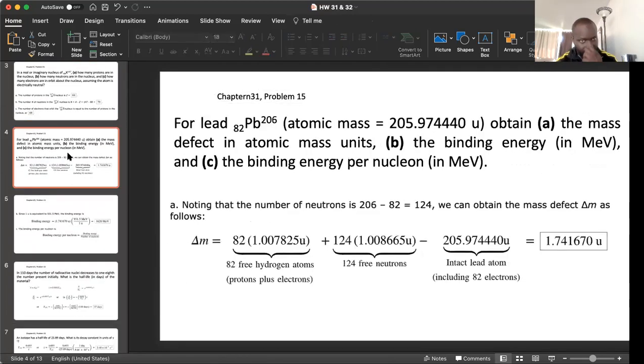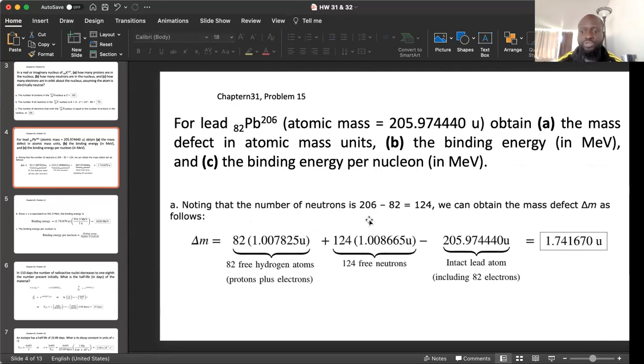Okay, the next problem is for lead 206 82, atomic mass 205.97440 atomic mass units. Obtain the mass defect in atomic mass units and the binding energy in mega electron volts and the binding energy per nucleon in mega electron volts. So how do we get the mass defect? So we calculate the number of neutrons first. So 206 minus 82 will give us the number of neutrons, 124. Then how can we get the mass defect?